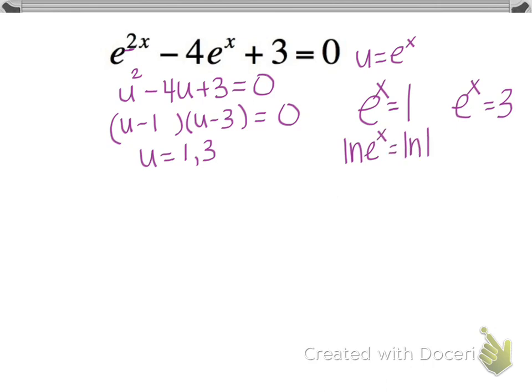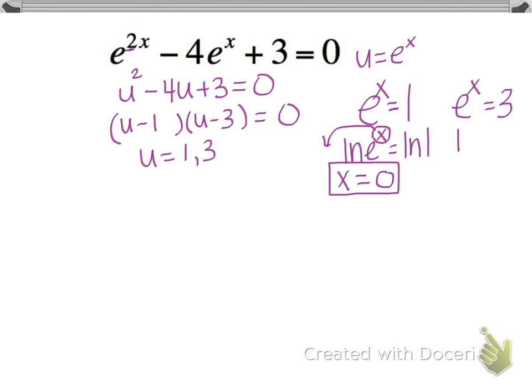And we know that in this case, the ln of e is just 1, so now we have an x alone. The ln of 1, our properties tell us, always equals 0. So one solution to our equation is that x equals 0.